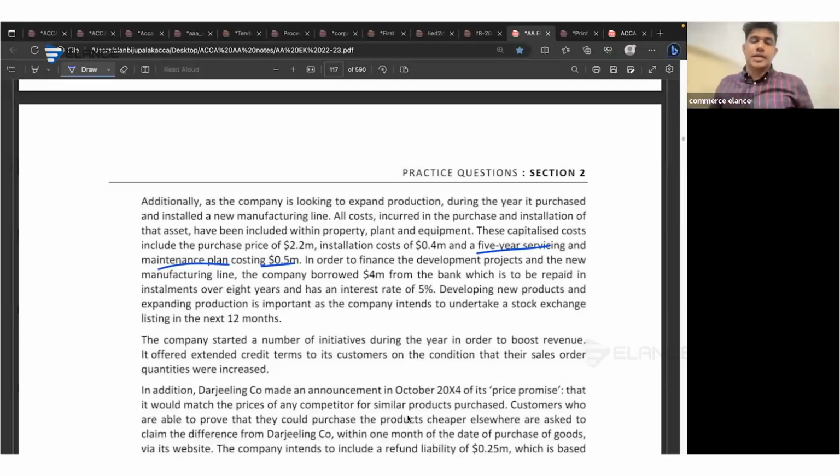So here we can explain that Dazzling Company has purchased and installed a new manufacturing line, and the cost of capitalization includes a 5-year service and maintenance plan of 0.5 million. As per IAS 16 Property, Plant and Equipment, all the expenses relating to the asset, including the purchase price and those expenses that can be directly attributable to the asset's working condition, can only be capitalized. All other expenses should be expensed to the P&L.